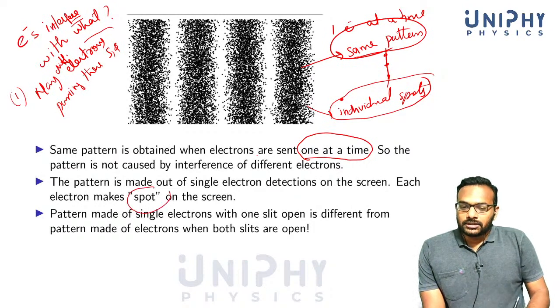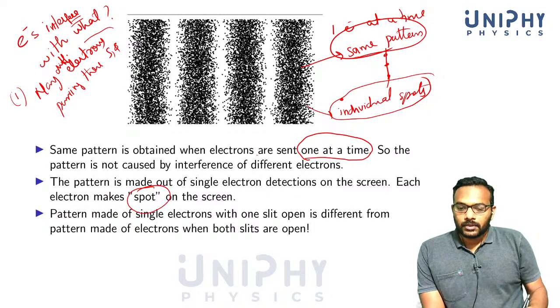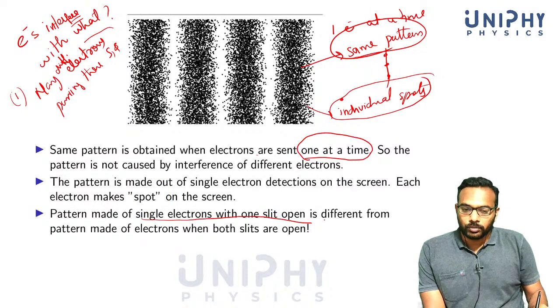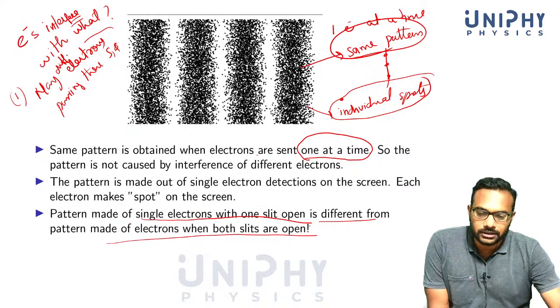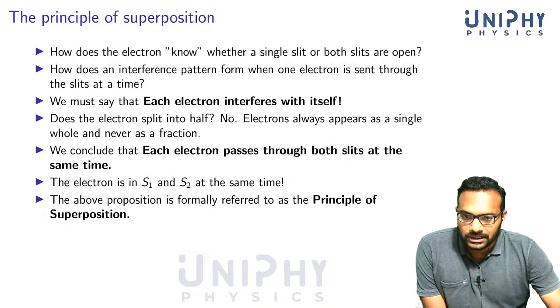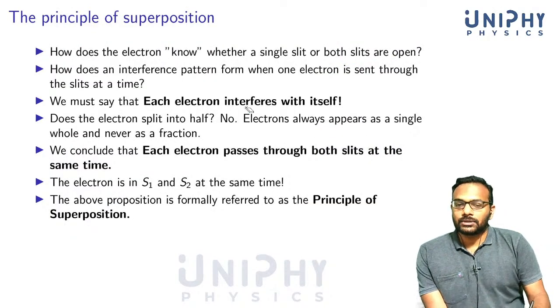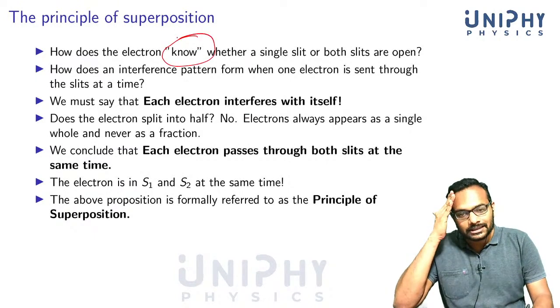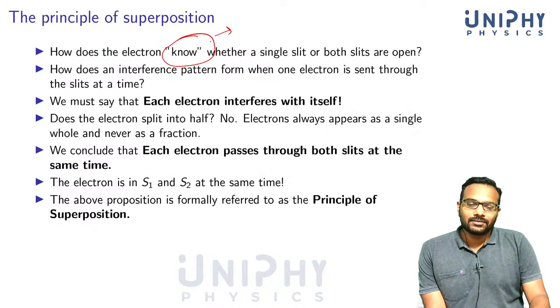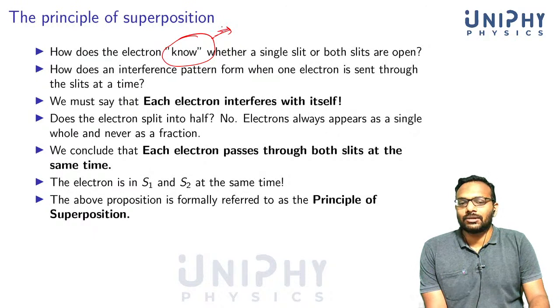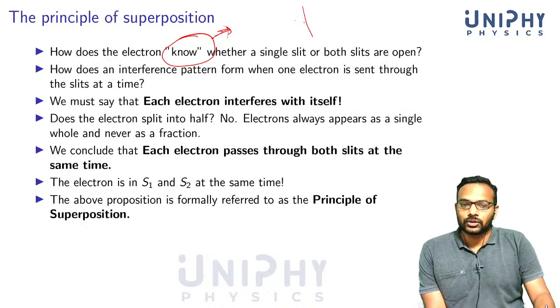So each electron makes a spot on the screen. And the interesting thing again is that the pattern made of single electrons with one slit open is different from the pattern made of electrons with both slits open. Now how do you explain this? We ask the following question, which is usually asked this way: how does the electron "know" whether a single slit or both slits are open? That's the $1 million question. I put "know" in quotes because electrons really don't have any consciousness. We just say it for the effect of it.